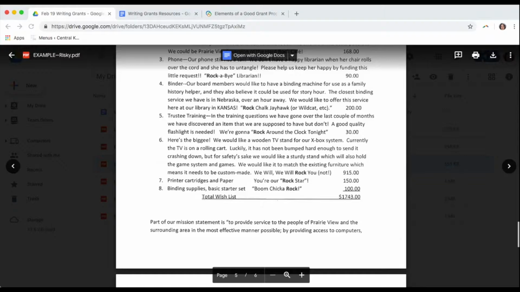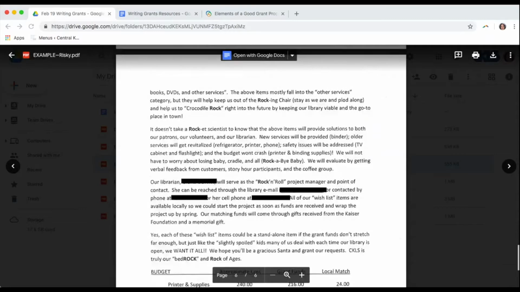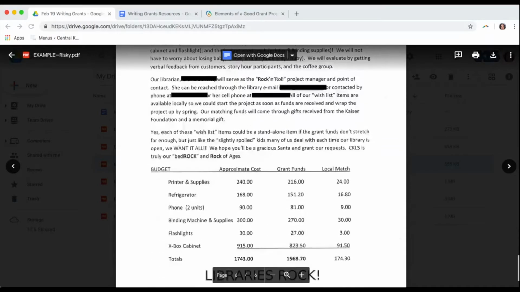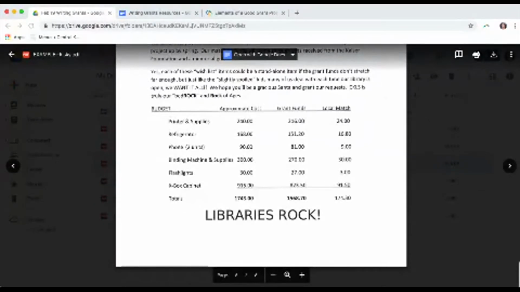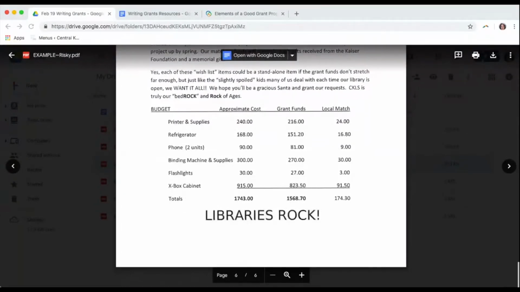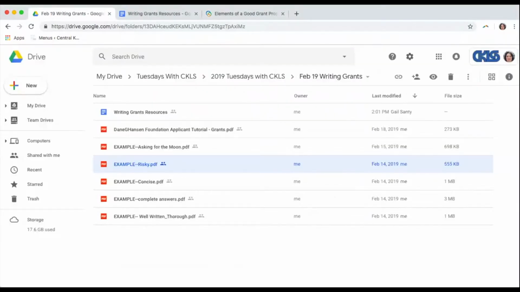So just keep in mind that when you take a creative route, you can't always know how it's going to be interpreted on the other side. So that's why this one is risky. I'm not going to say that it's always wrong. I'm just going to say that you're making your grant a little more risky than you probably need to.